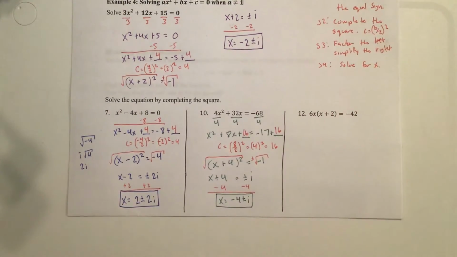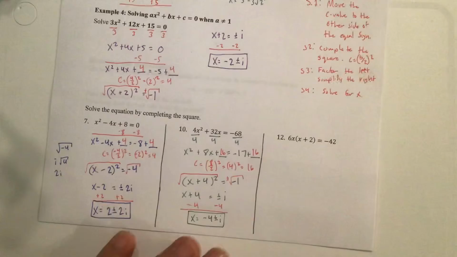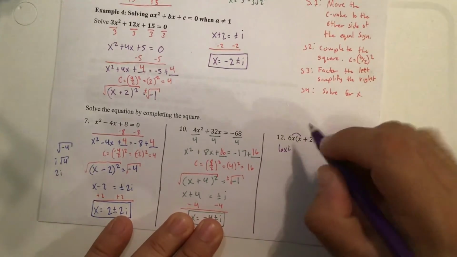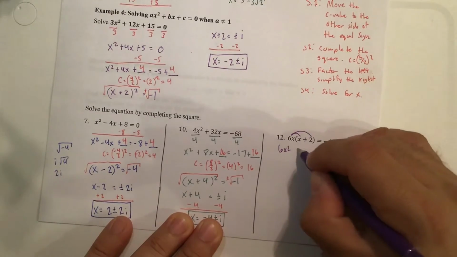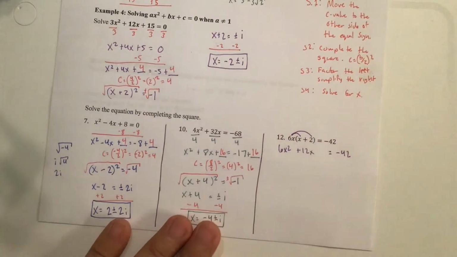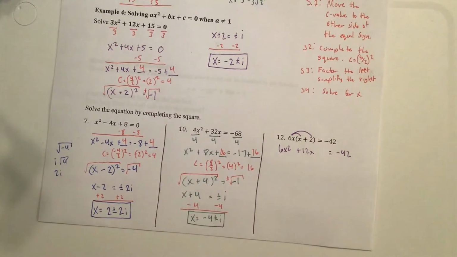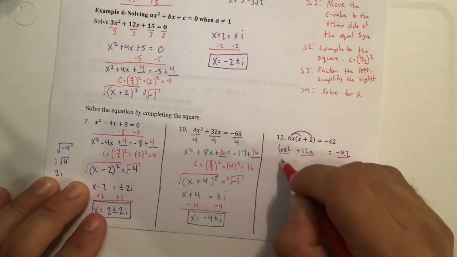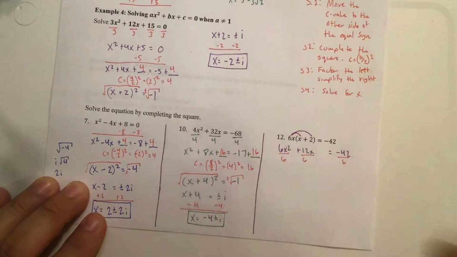All right, number 12, a little bit different. So it looks like the first step I actually need to do is distribute the 6x. So 6x times x is 6x squared. 6x times 2 is 12x, and it equals negative 42. a value is not equal to 1, so I'm going to divide everything by a. So divide everything by 6.